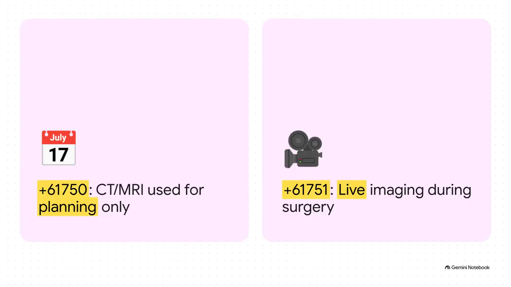So what does this mean for us? Well, the crucial point for your coding choice here hinges entirely on the timing of the imaging guidance. You'll assign code 61750 if the CT or MRI scans were utilized strictly for planning only. That means the stereotactic coordinates were calculated before the surgery even began, and no live imaging was used during the actual extraction. But you've got to upgrade to code 61751 if the surgeon actively utilized live, real-time CT or MRI scanning right inside the operating room to dynamically guide their instruments during the procedure.